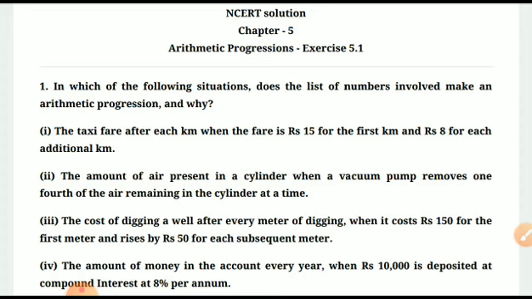Next one, from your exercise 5.1, see what the question is. In which of the following situations does the list of numbers involved make an arithmetic progression, and why? You have to decide whether the list of numbers involved makes an arithmetic progression, that means whether the given sequence is in AP or not. And if it is, then you have to justify the answer.